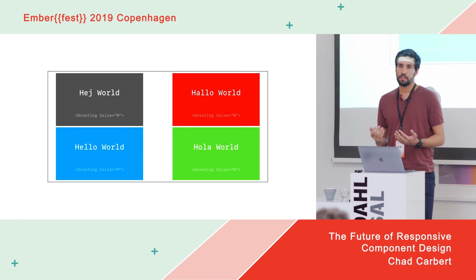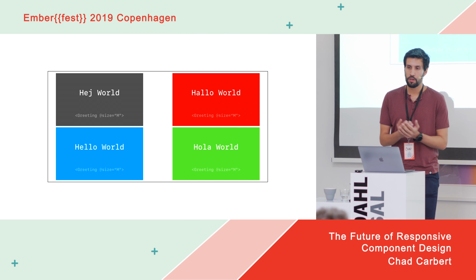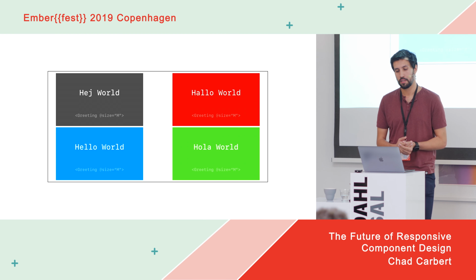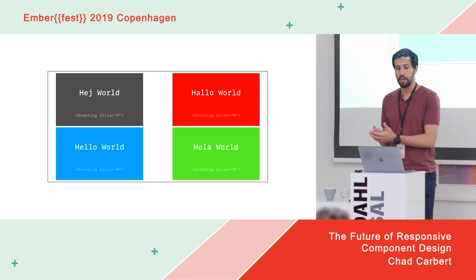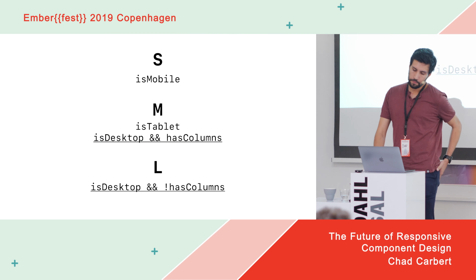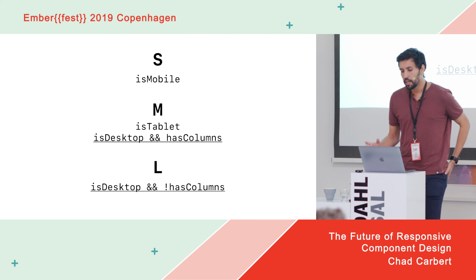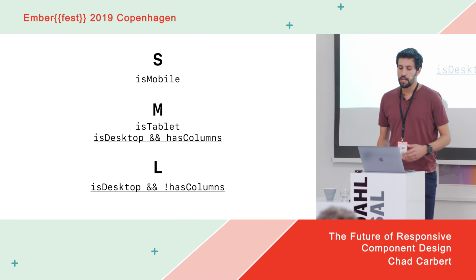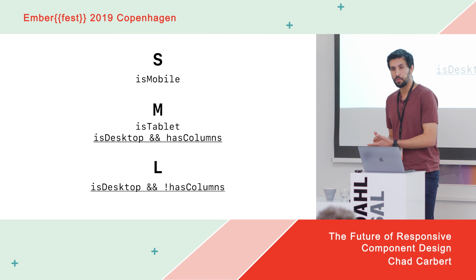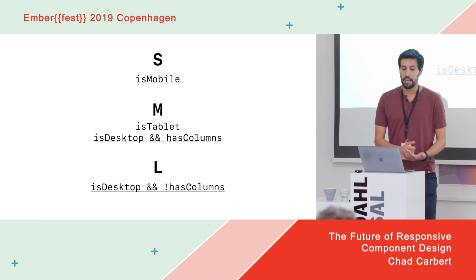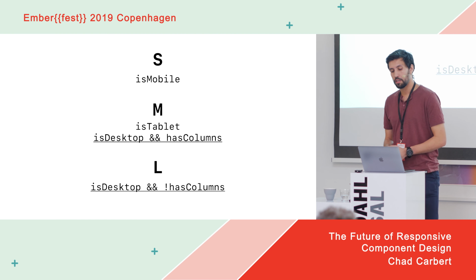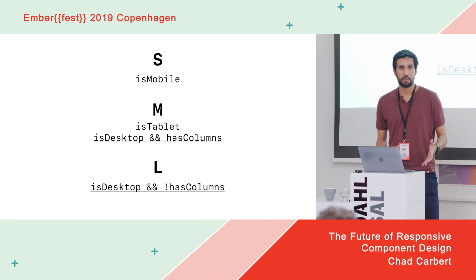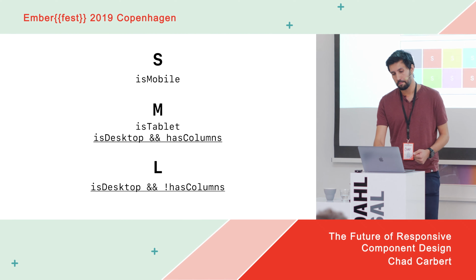So we'd have 2 columns, and instead of large components on the desktop, we'll have medium components by passing in that M value into the size argument. So we go ahead and we update this mapping in our computed property, and we say if we're on the desktop and we have columns, we'll show medium-sized components, and if we're on the desktop and we don't have columns, we'll show a large component. And the rest of the mapping in this computed property stays the same.